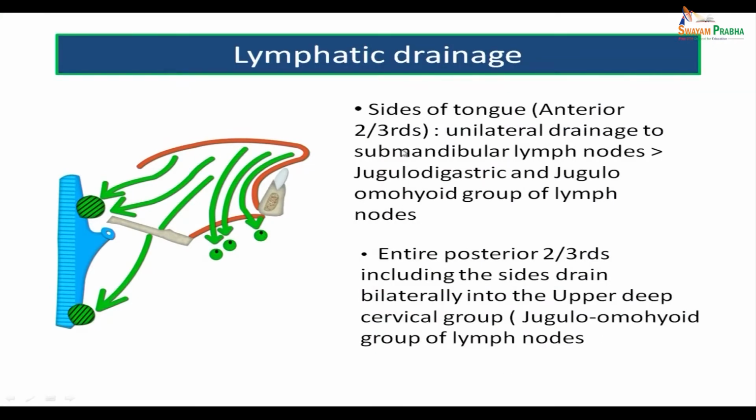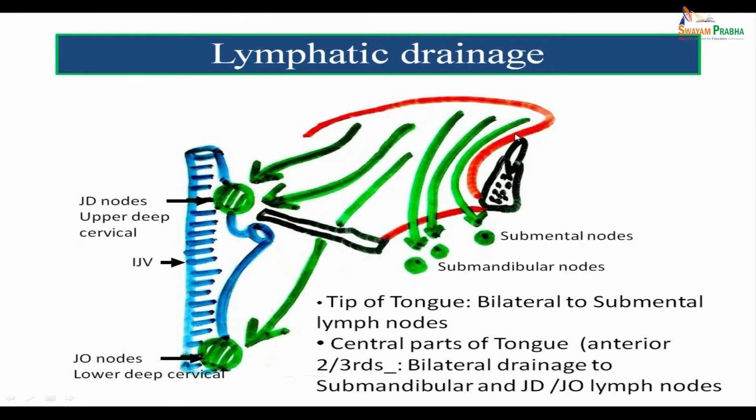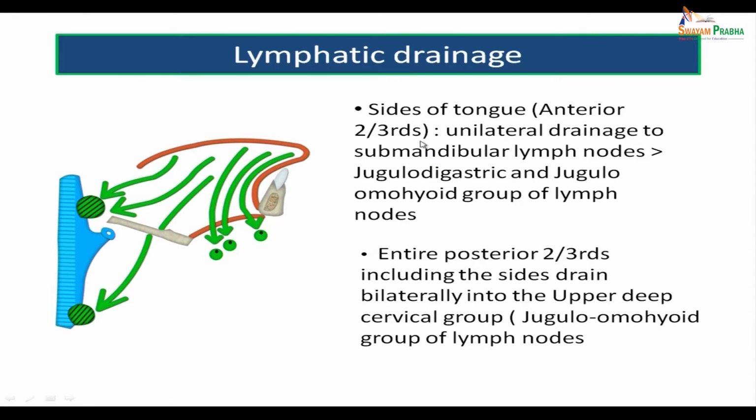Again, now note this, the sides of the tongue. In the previous slide, we discussed the central parts of the anterior 2/3. The sides of the anterior 2/3 of the tongue have a unilateral drainage to the submandibular lymph nodes and then onwards to the jugulo-digastric group of lymph nodes. So from here, the sides of the tongue drain into the submandibular group of lymph nodes, and from here it goes on to the jugulo-omohyoid group of lymph nodes. The entire posterior 1/3, including the sides of the tongue, drains bilaterally into the upper deep cervical group of lymph nodes, which are also called the jugulo-digastric group of lymph nodes.